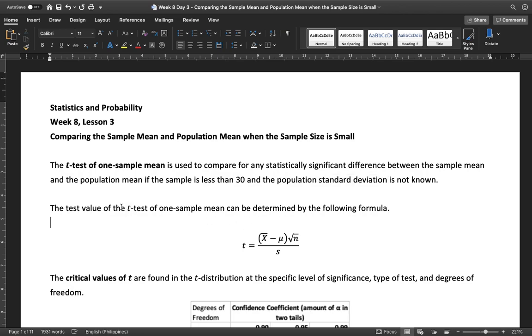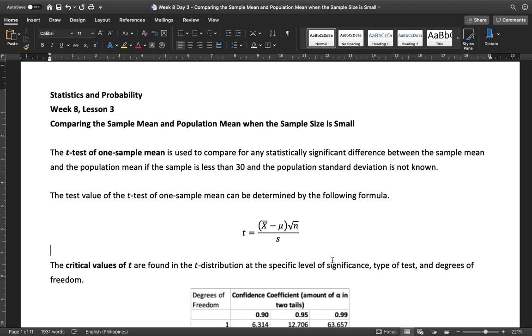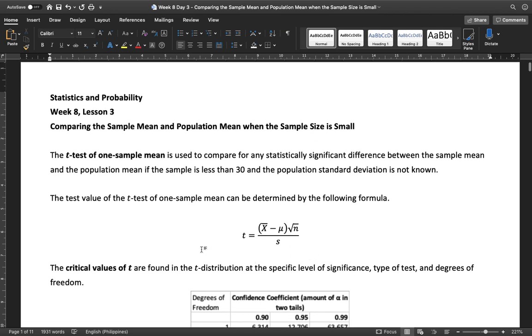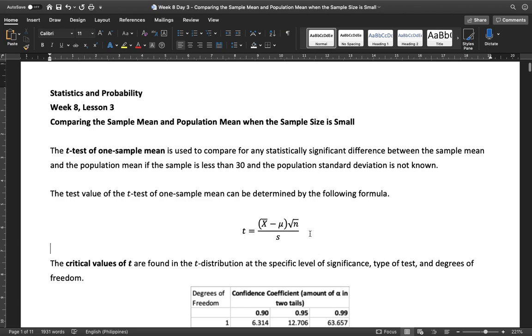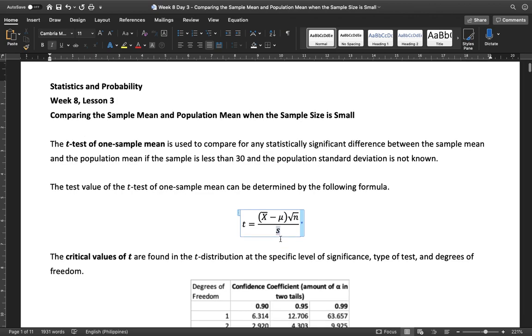Now, the test value of a t-test of one sample mean can be determined by the following formula. t is equal to the sample mean minus the population mean, times the square root of n, the sample size, divided by the sample standard deviation. So, ayan. If you can observe, similar lang din halos yung formula. Ang nabago lang yun sa denominator kasi yun sa nakaraang lesson natin, it's a population standard deviation. But this time, it is a sample standard deviation.